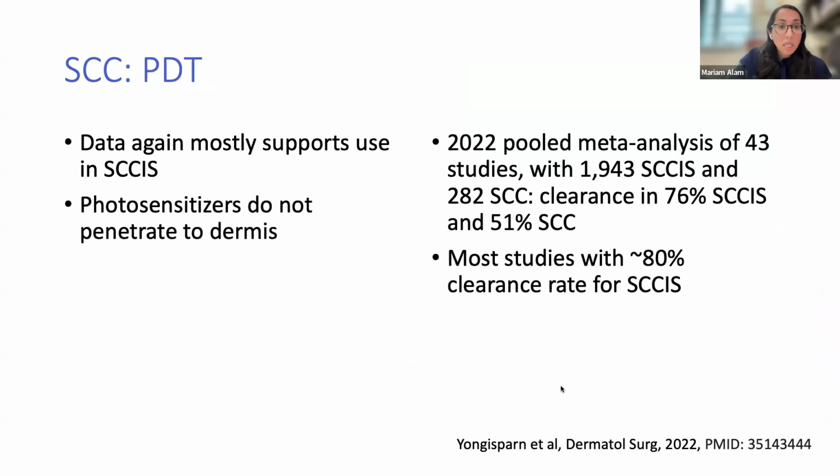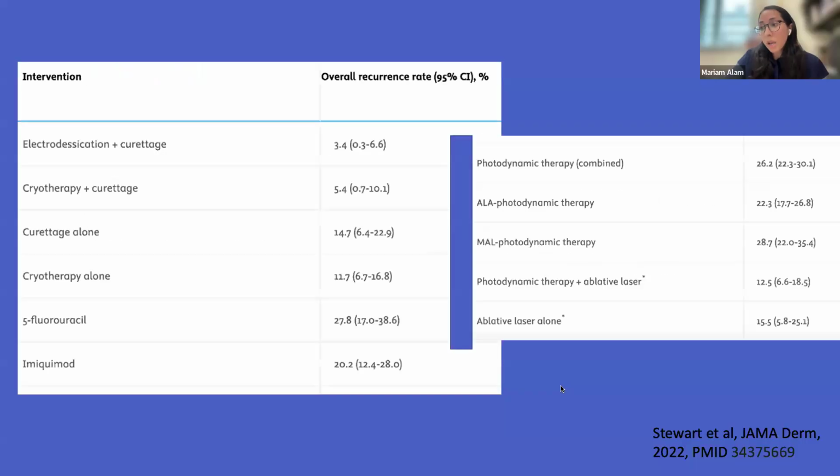PDT, again, the data is mostly in support of its use in the top layer of skin, the squamous cells in situ. The photosensitizers do not penetrate into the dermis. We don't use it for invasive squamous cells. But again, you can see that there are pretty good clearance rates, 80% clearance rate for PDT for squamous cell in situ. So again, a really reasonable option, something I'll turn to sometimes.